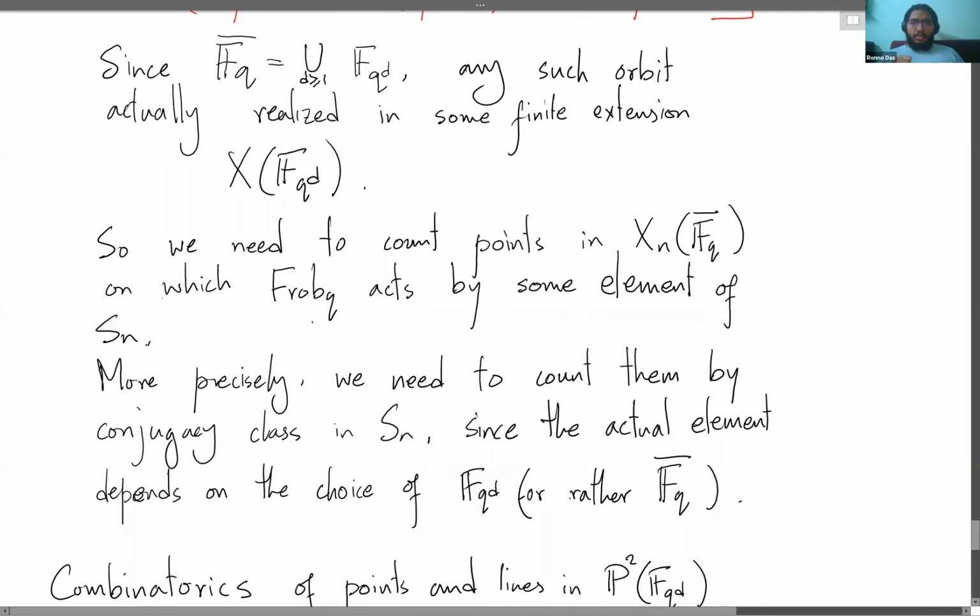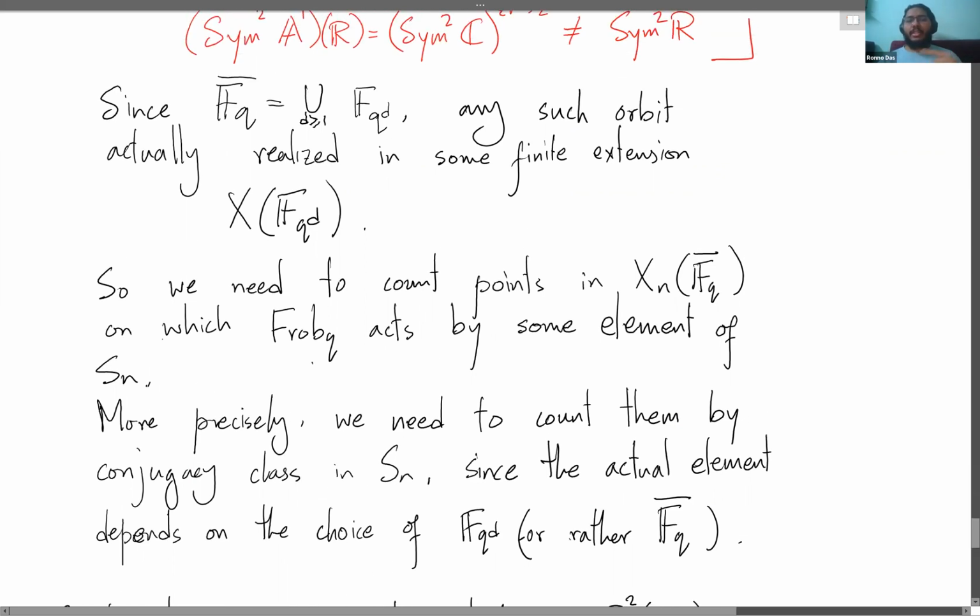And because the algebraic closure of Fq is just the union of finite extensions, every such thing is going to be defined in some finite extension of Fq. So we need to look at points defined over finite extensions, and then orbits of those under the symmetric group.